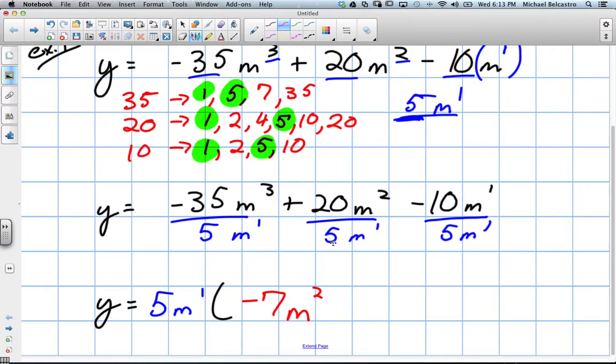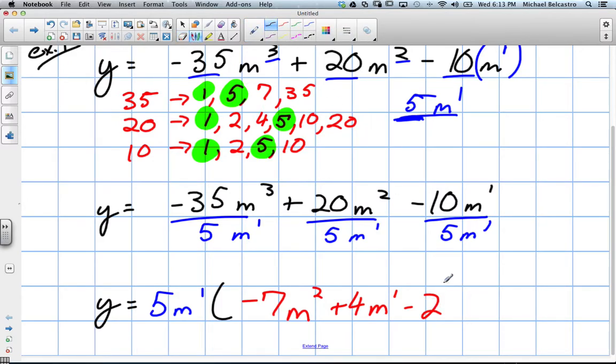Next one, what is 20 divided by 5? 4. And it's going to be positive 4. And what power will the m be to? 1. Yeah, to 1. Great. Negative 10 divided by 5? Negative 2. And what about the variable here? m to the power of what? It wouldn't have a power. Yeah, that's right. It would be 0. And what that means is the m cancels out, so we don't need to actually write it in.